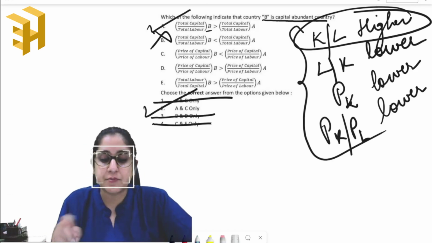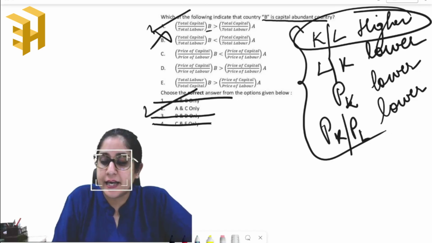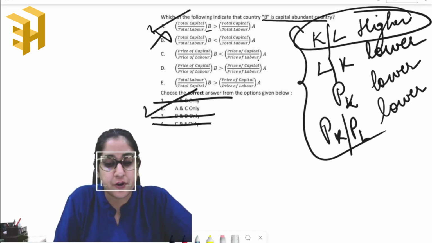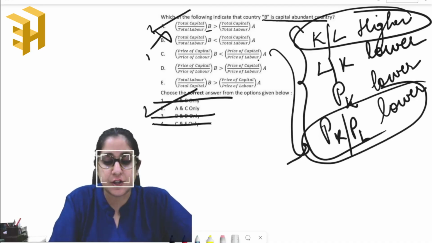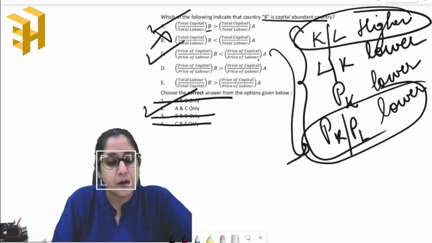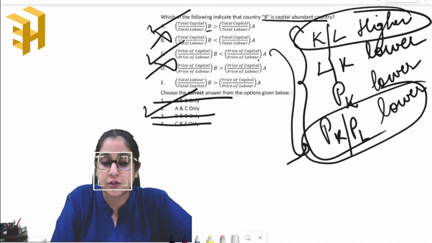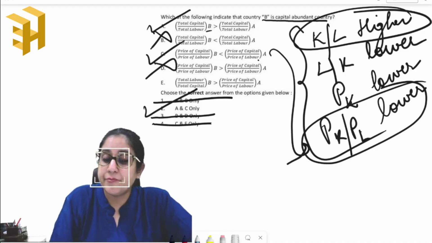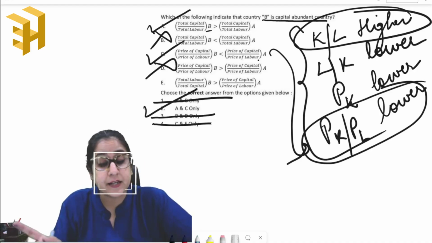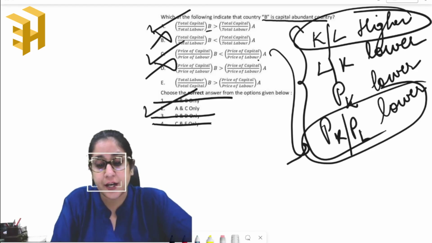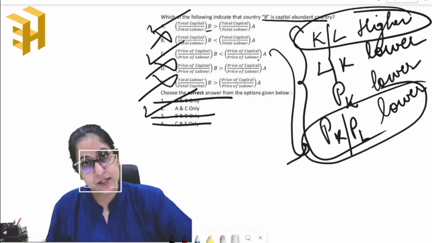Let's just go through other statements also. Price of capital upon price of labor for B is less than price of capital upon price of labor for A. That's true. This is what we've said here, right? Price of capital upon price of labor for B is greater than price of capital upon price of labor for A. This is false, opposite of C. Okay. Then E. Total labor upon capital ratio for B is greater than capital labor ratio for A. Not at all. We are not going to consider this. Okay. So second is the right answer.